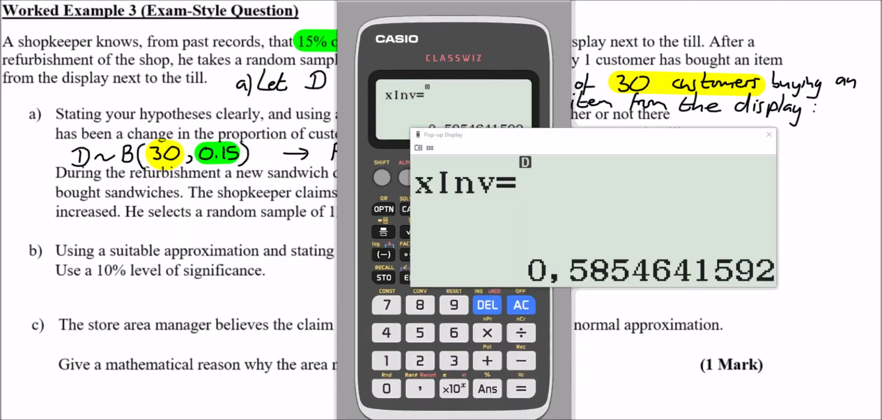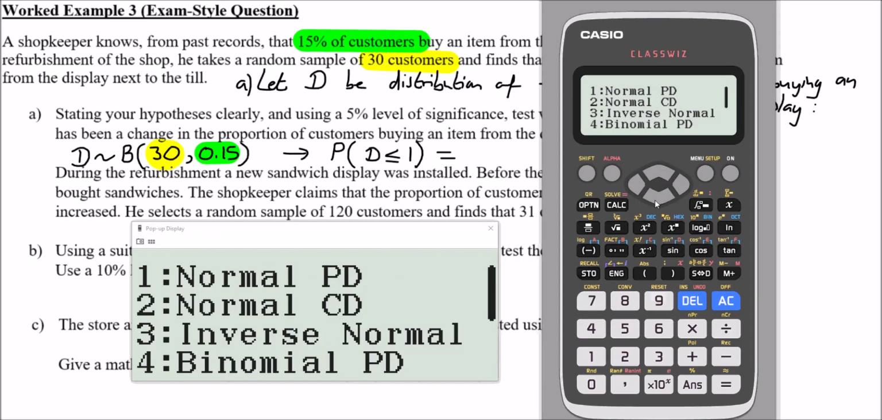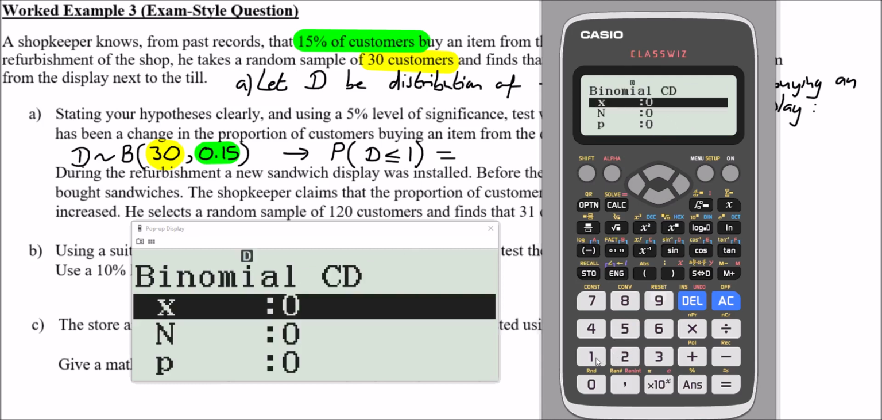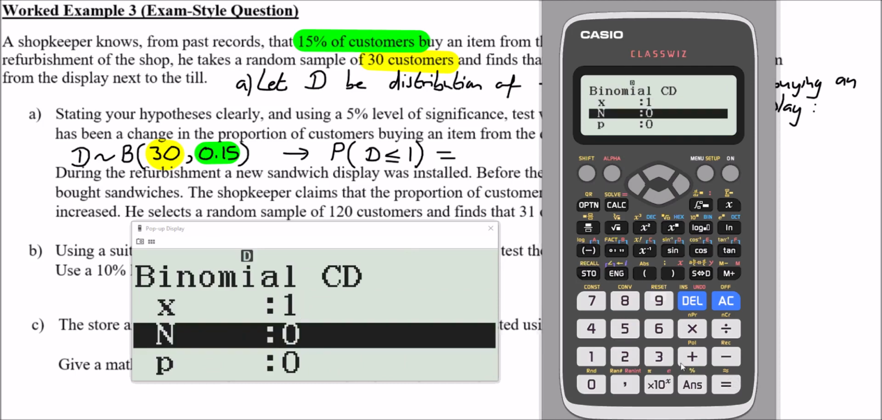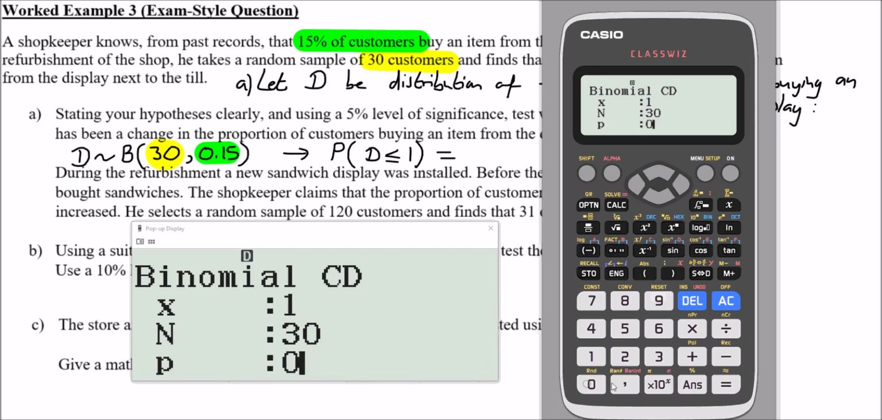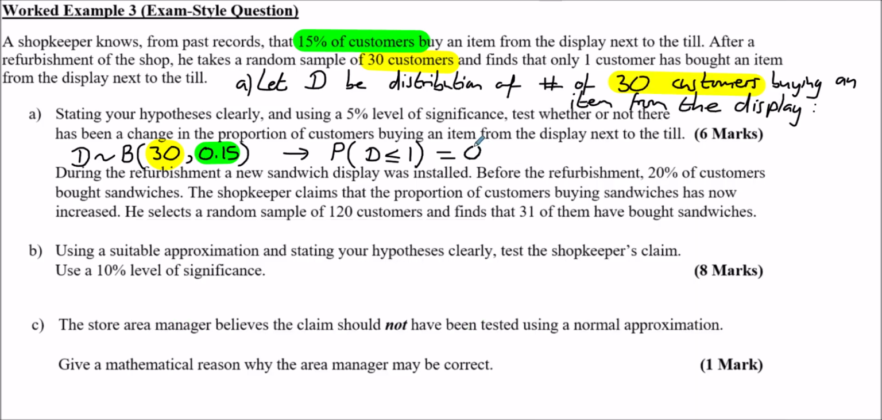So what we're going to do, press menu 7, go down to binomial CD, go to variable, and work out the probability that only 1 out of 30 of these customers buys an item with a proportion of 0.15. What's that probability going to be? So we press in and see what probability we get. We get here 0.0480.